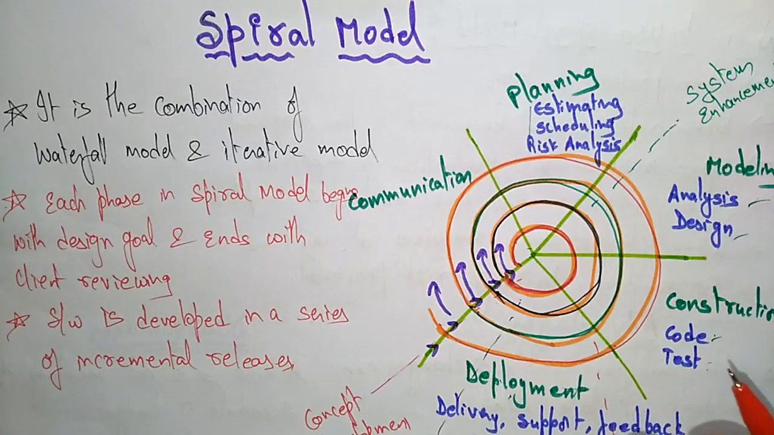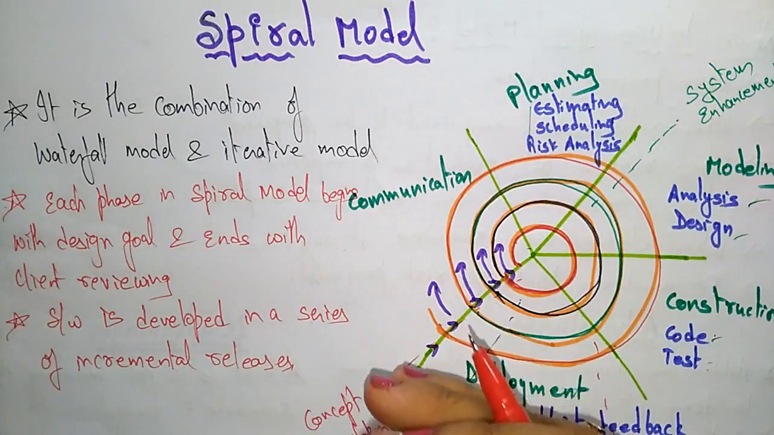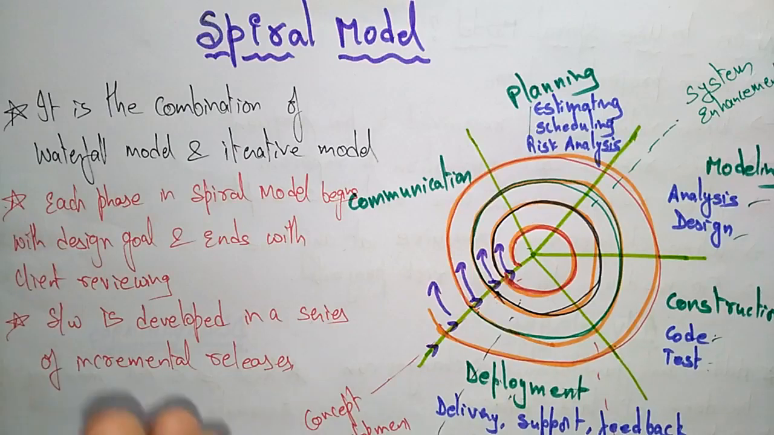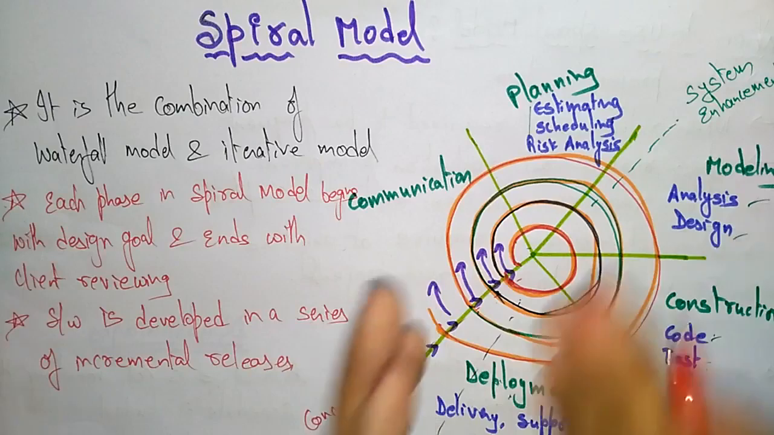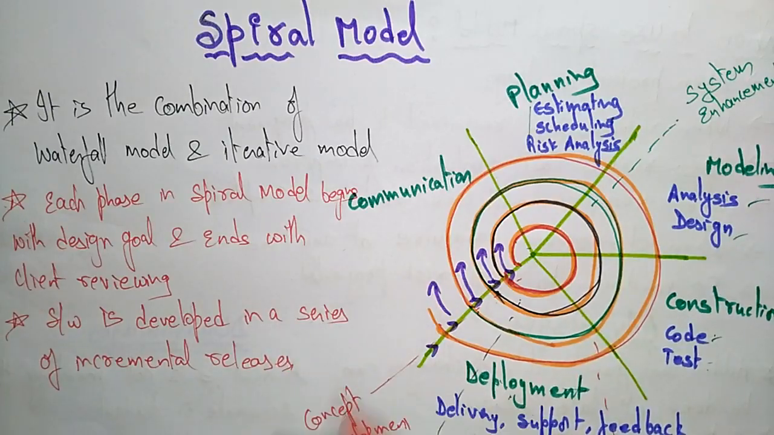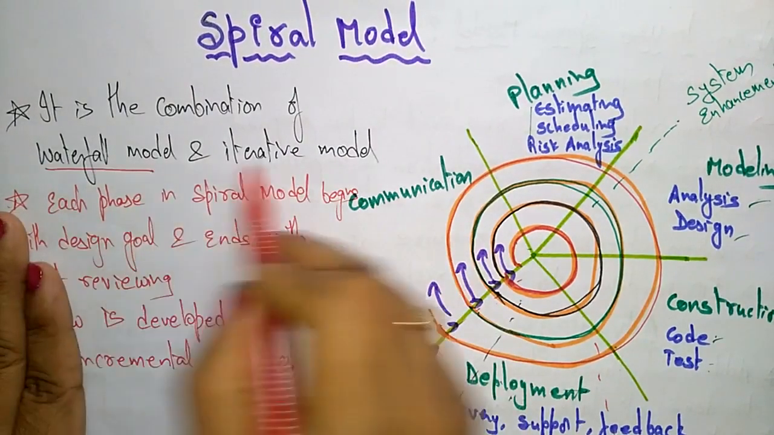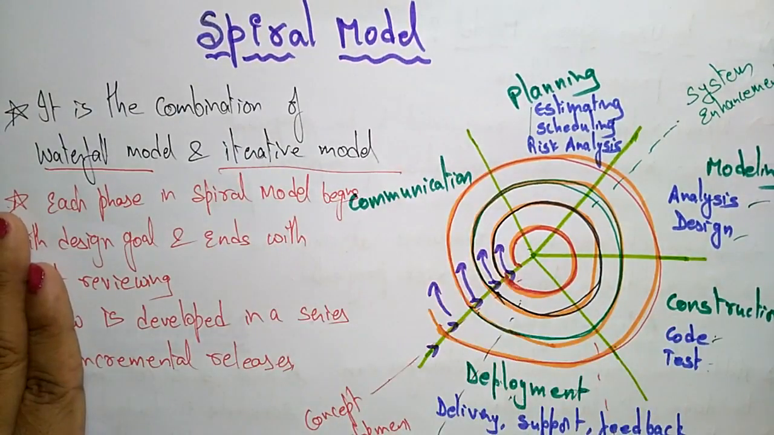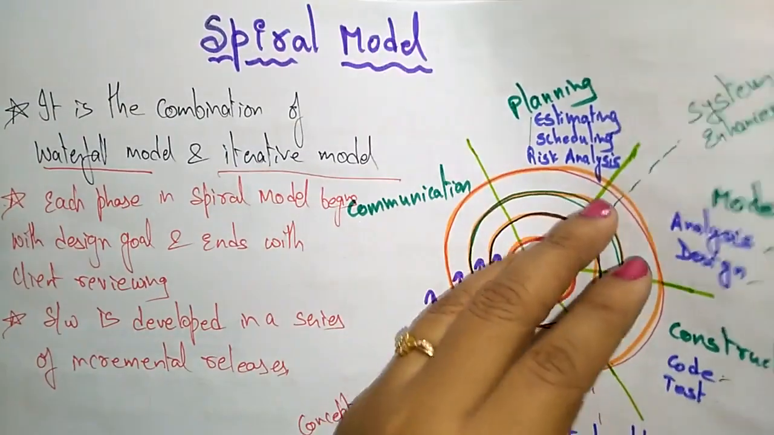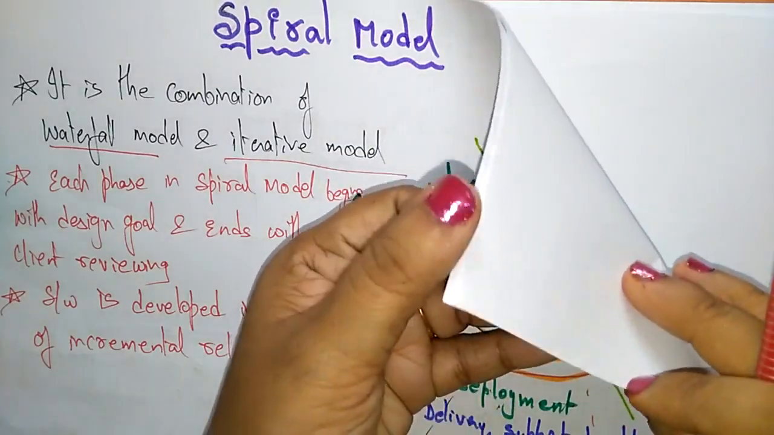Whatever model you have taken, everything will be planning, modeling, construction, deployment and communication. The main difference between the models is whether we are following a sequential method, or an iterative method, or what type of method to develop a project. So the spiral is a combination of both the waterfall model and the iterative model. Now let us see when to use this spiral model.